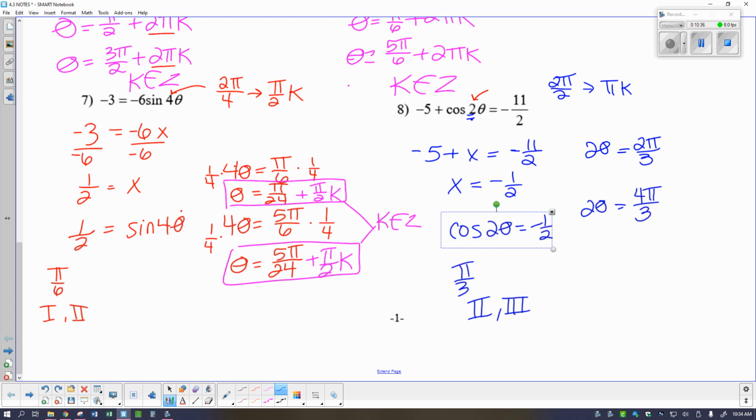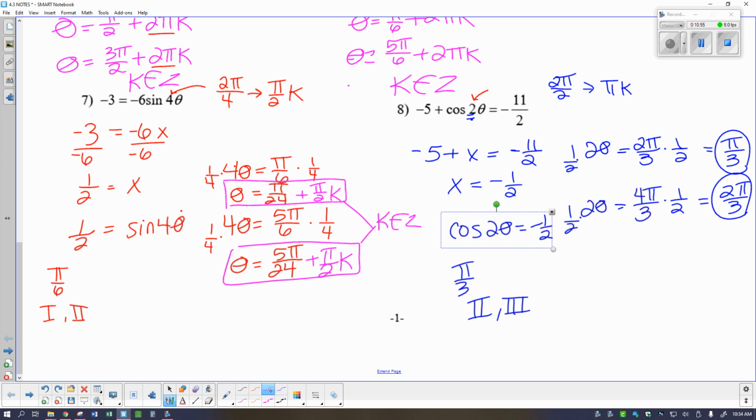So when I do this, I'm multiplying by 1/2. So that gives me pi over 3 as one of them. And then again, I'm going to multiply by 1/2. That gives me 2 pi over 3. So these are the two angle measures that I'm going to use.